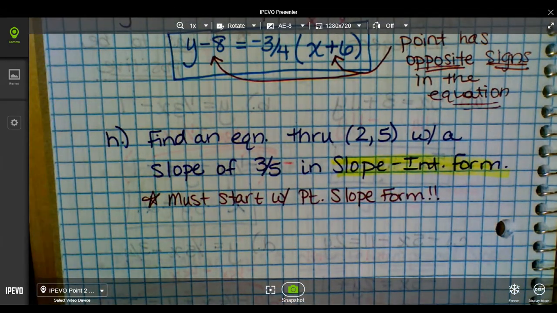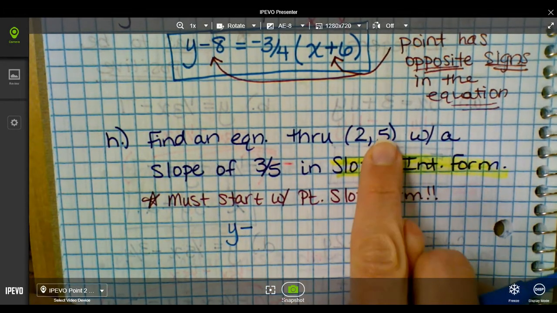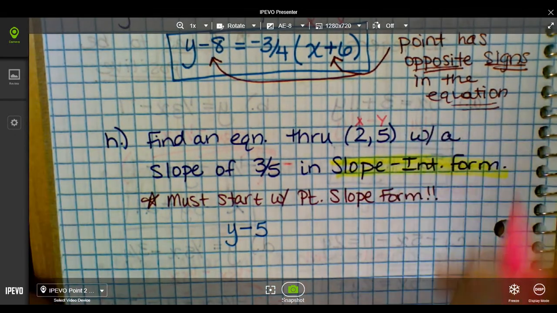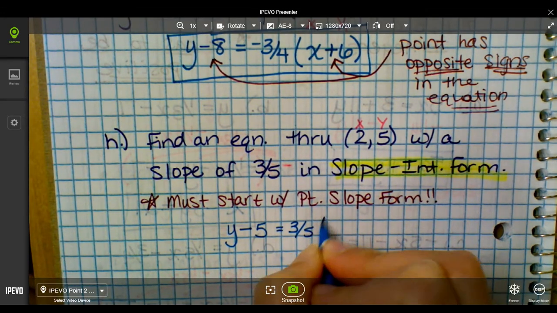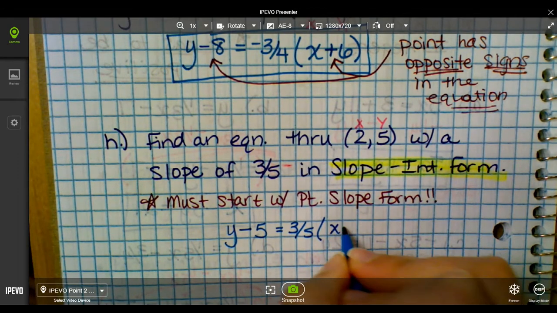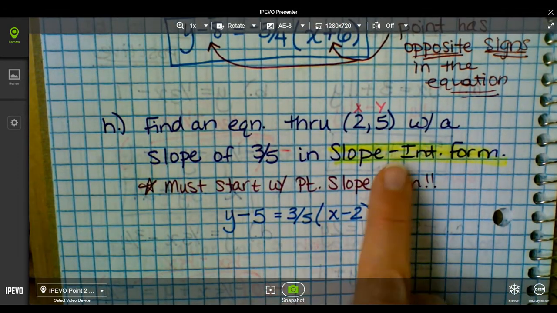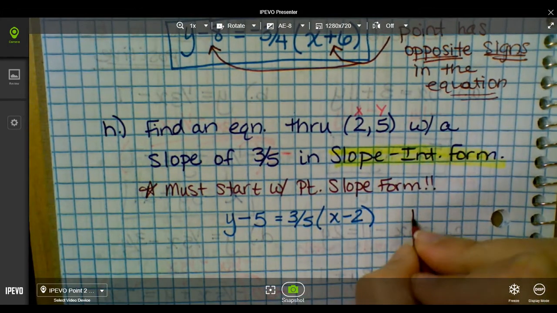Okay, so let's start plugging this stuff in. So we have y minus my y1, which is 5. And again, if you want to label these x and y, feel free. And then equals my slope, which is 3/5, times x minus x1. So x minus 2 in this case. Okay, so I have it in point slope form. I want to get it into slope intercept form. And there's always 2 steps to get it into slope intercept form.